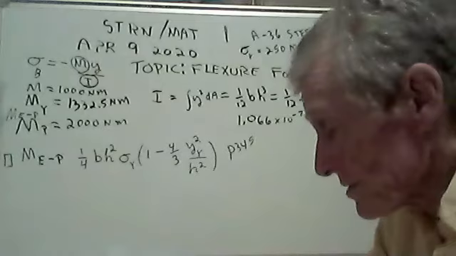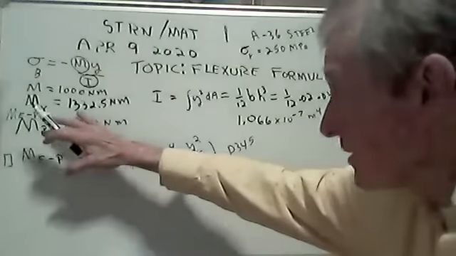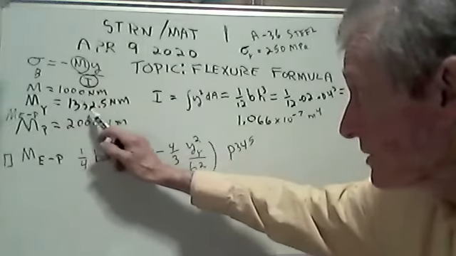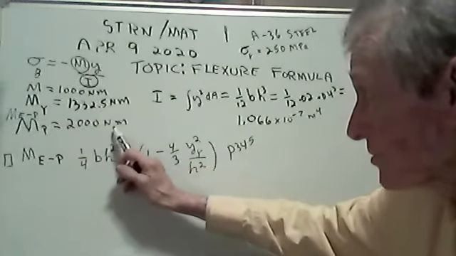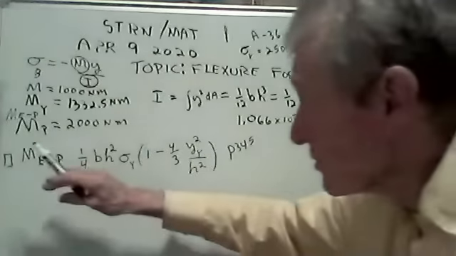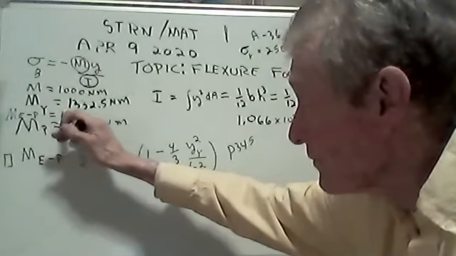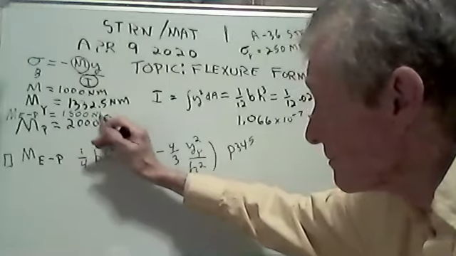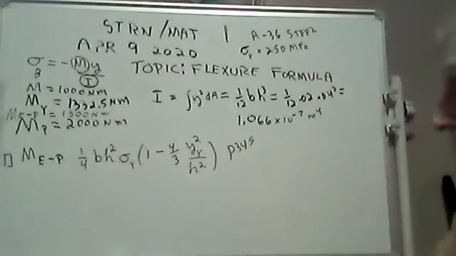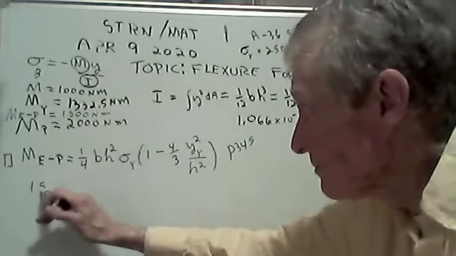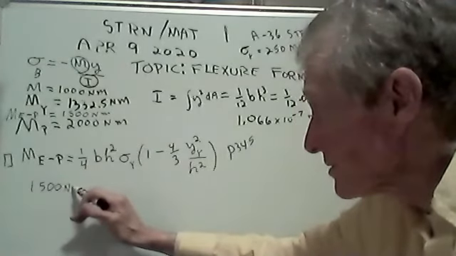Let's do one here that's in between. Now, 1,500 would be in between, wouldn't it? So far, we've done 1,000 Newton meters, 1332.5 Newton meters, and 2,000 Newton meters bending moment. Let's do 1,500. 1,500 is in between 1332 and 2,000, isn't it? So we're going to put that right here. 1,500 Newton meters.